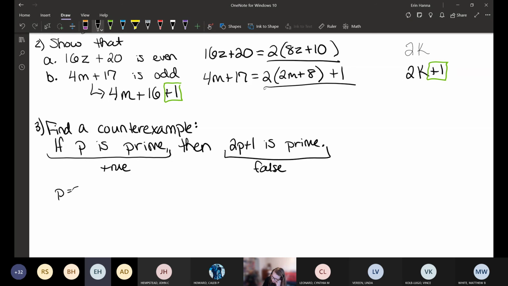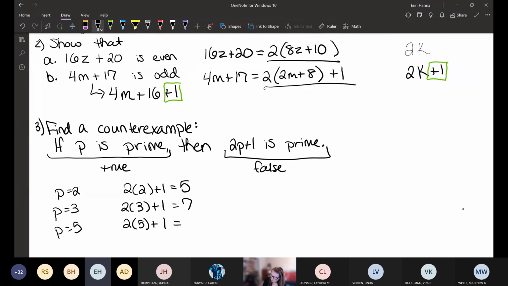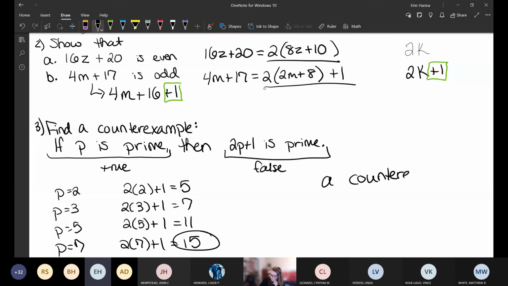Now, if you were to just start listing primes here, if we use 2, we get 5, which is prime, so that's not our counterexample. If we use 3, we get 7, which is prime. That's not a counterexample. If we use 5, we get 11, which is prime, so that's not our counterexample. If we use 7, we get 15, which is not prime because it's divisible by 3 and 5. So a counterexample is 7. What are some other counterexamples?